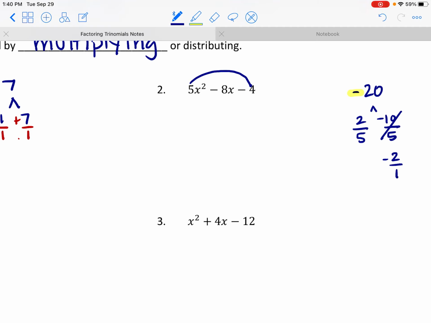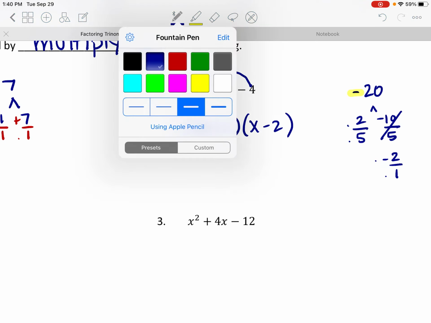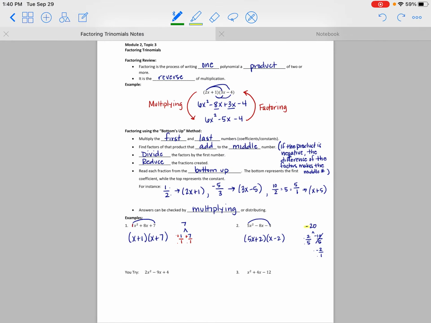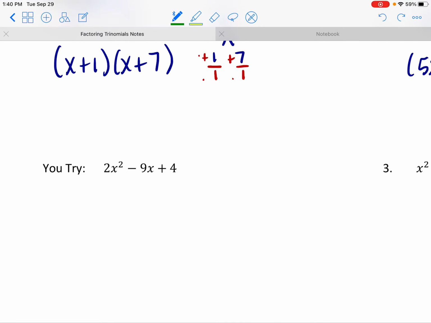So I'm going to read this as 5x plus 2, and then here, 1x minus 2. And that's it, I'm all factored. And again, we can check this. You could do this in your head. Here's 5x squared minus 10x plus 2x to make minus 8x in the middle, and then minus 4. So it works. Okay? All right, let's try this again.